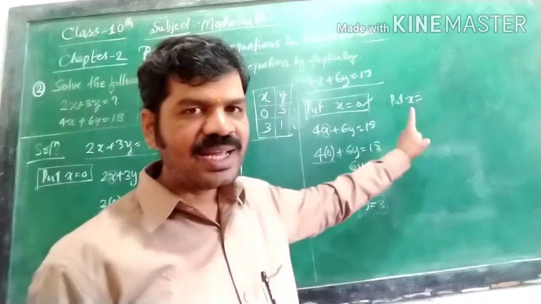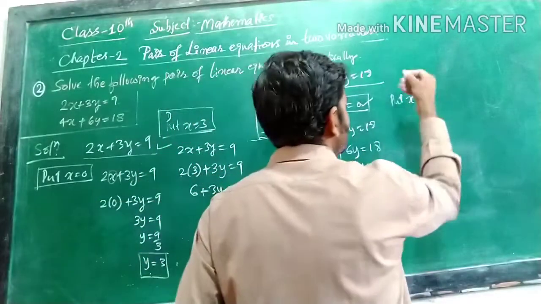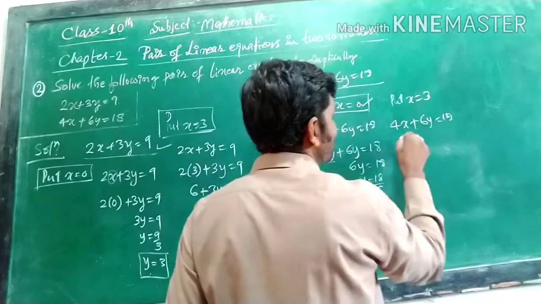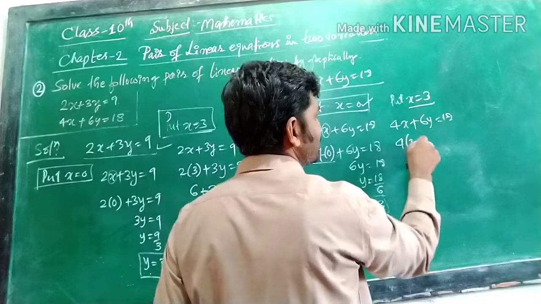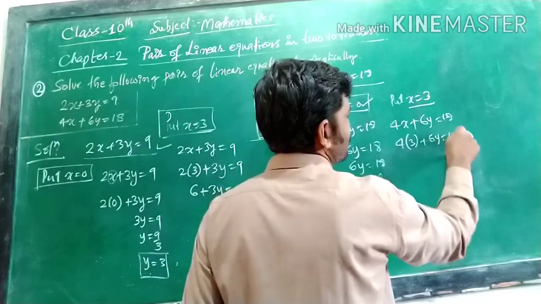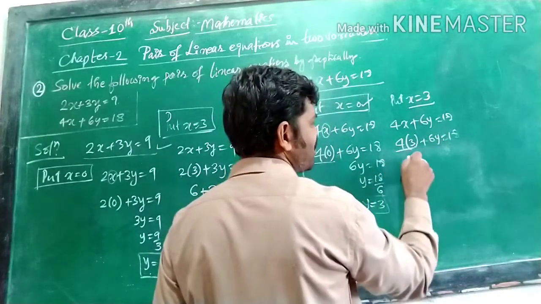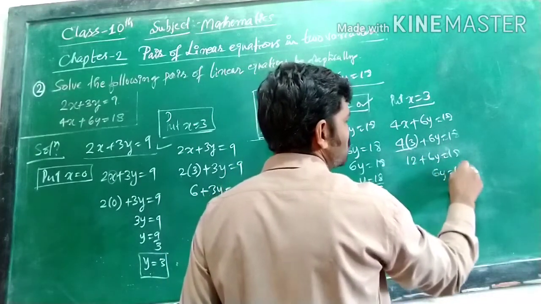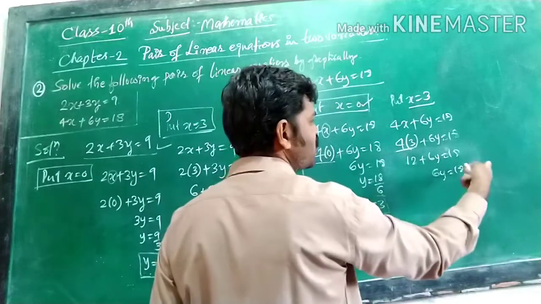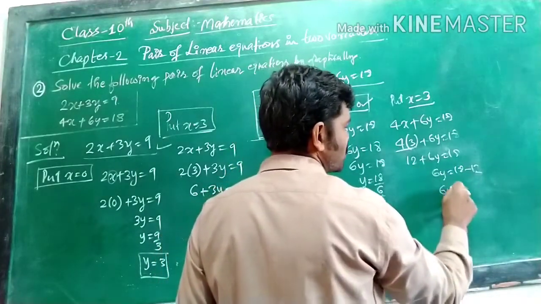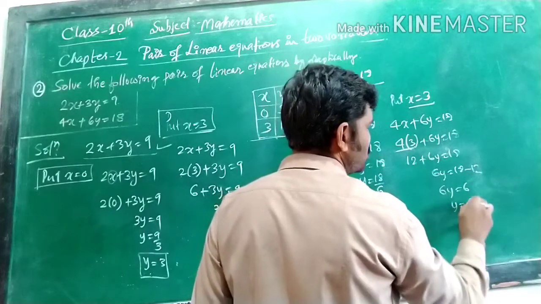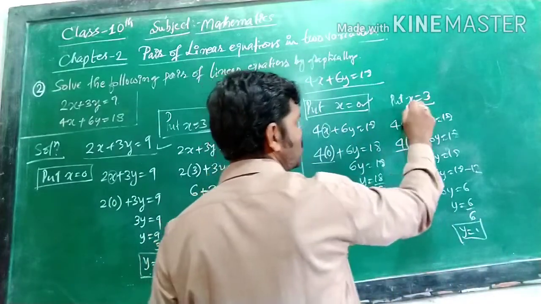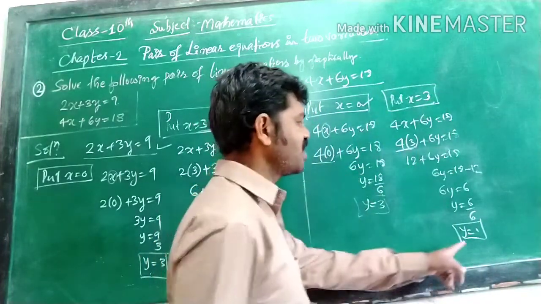So I give again x is equal to 3. So what's going to happen? 4x plus 6y is equal to 18. The value of x is given here as 3. 4 multiplied by 3, that is 12, plus 6y is equal to 18. 6y is equal to 18 minus 12, plus 12 will go there and it will be minus 12. 6y is equal to 6, y is equal to 6 by 6 and y is equal to 1. When x is equal to 3 is given, we obtain y is equal to 1.